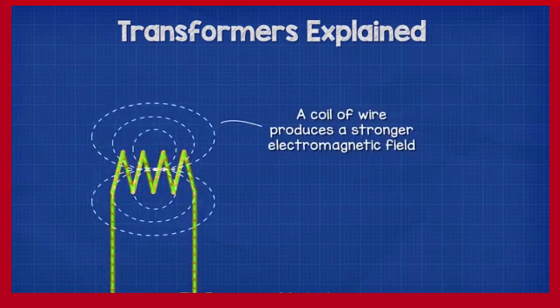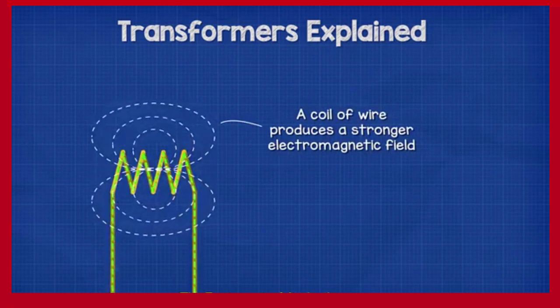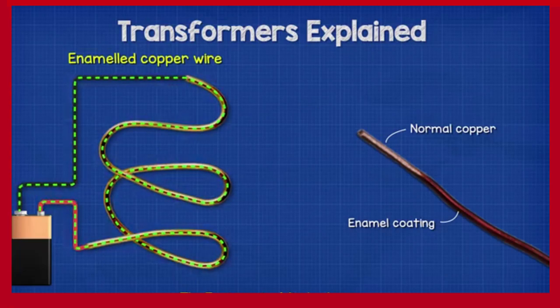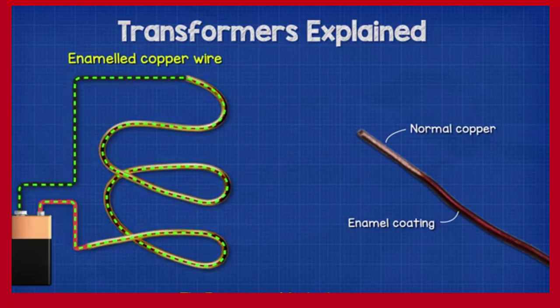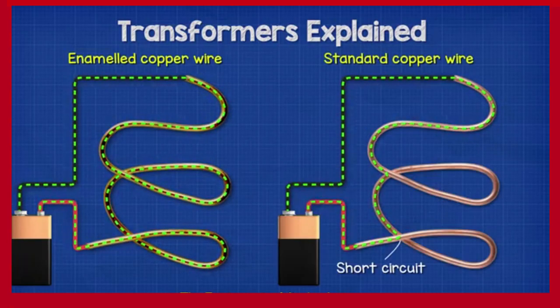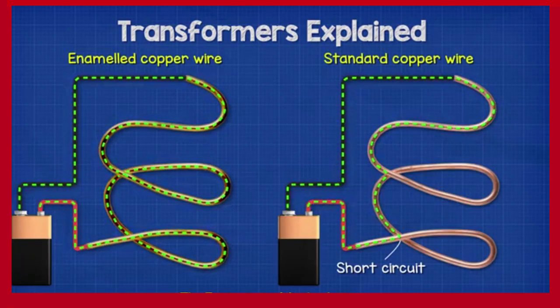When we wrap the wire into a coil, this magnetic field becomes even stronger. The wire has to be insulated with an enamel coating to ensure the current flows along the entire length. Otherwise, it will just take the shortest route and it will not work.